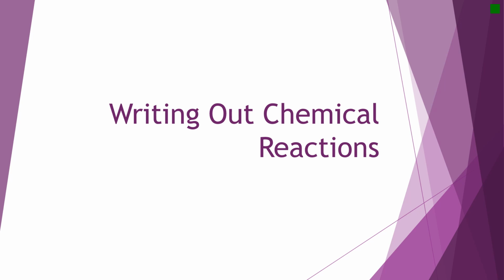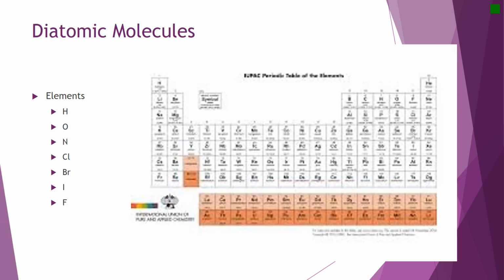All right, so now what we're going to be learning about is how to translate from a word equation into a balanced chemical reaction. So the first thing that you're going to have to know is understand that certain elements actually don't exist by themselves. They always exist as a diatomic molecule.